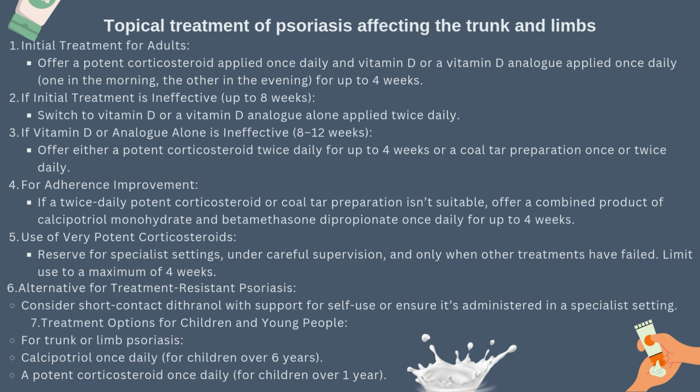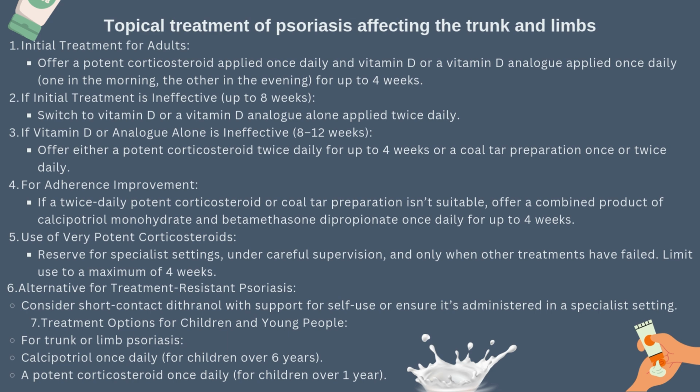For adherence improvement, if a twice daily potent corticosteroid or coal tar preparation isn't suitable, offer a combined product of calcipotriol monohydrate and betamethasone dipropionate once daily for up to 4 weeks. Very potent corticosteroids are reserved for specialist settings, under careful supervision, and only when other treatments have failed. Limit use to a maximum of 4 weeks. Alternative for treatment-resistant psoriasis: consider short-contact dithronol with support for self-use or ensure it's administered in a specialist setting.